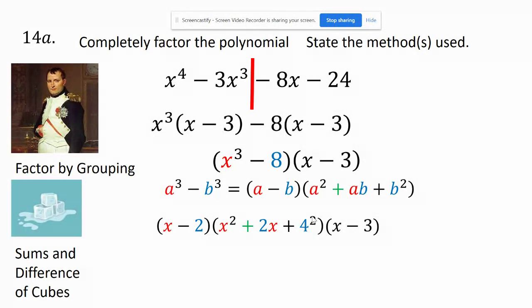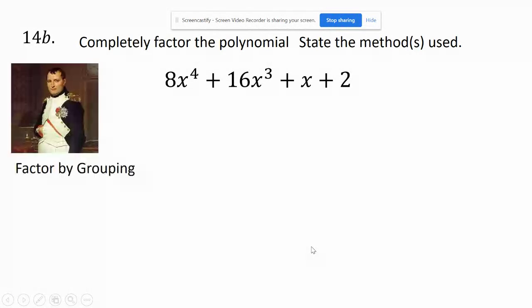And then 2 times x is 2x. Remember, our sign is different. It was negative here. It has to be a plus right there. There is no squared right there. There is no squared right there. Remember that. Okay. So here on this one, I'm going to factor by grouping again.